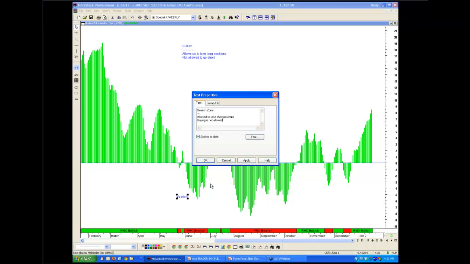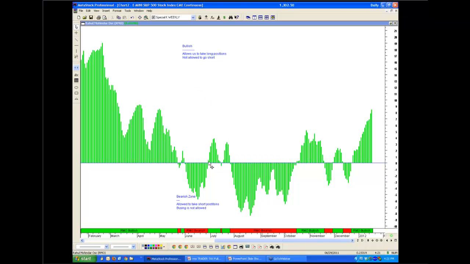Basically, this is what we're looking at. We're looking at the long-term trend of this particular instrument. If it's above 0, then the stock is going up in price. That means it's bullish, and we're allowed to go long. If it's below 0, then the stock has been trending down. We don't want to go long because we want to trade with that trend, and so we would only be allowed to take short positions.